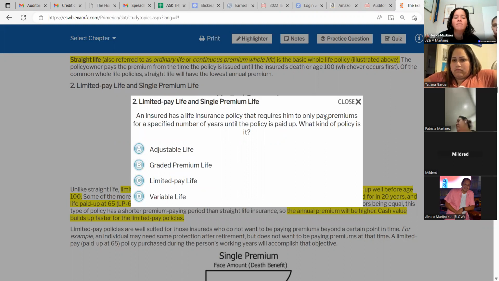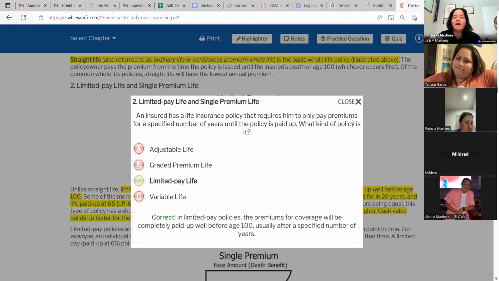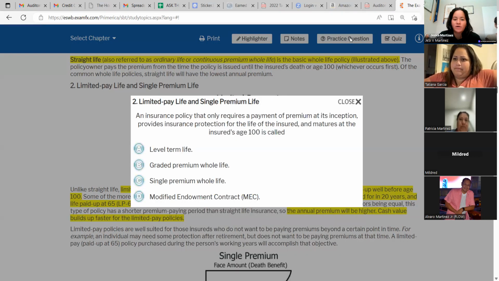Okay. An insured has a life insurance policy that requires him to only pay premiums for a specified number of years until the policy is paid up. What kind of policy is it? Is it adjustable life, graded premium life, limited pay life, or variable life? Limited pay life? Wasn't that the one that you pay a certain amount until it's paid? You paid a certain amount per month for a certain amount of years, and that pays the full policy. Yes. Perfect. Let's see if it gives another one just to make sure.